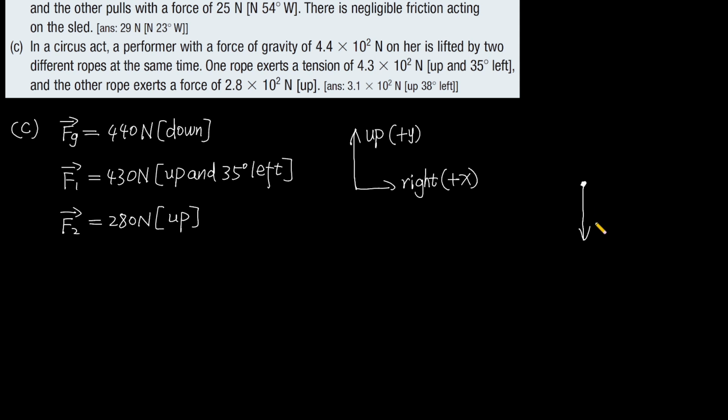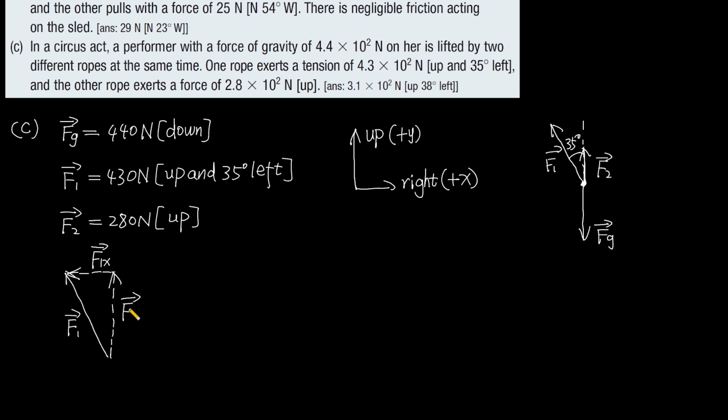And this is the force of gravity. Now this is force 1. And this angle is 35 degrees. And this is force 2. The direction of force 2 is up. Then I just analyze force 1. So this is force 1. This is just force 1's horizontal component, F1x, and this is force 1's vertical component, F1y, and this angle is 35 degrees, and this angle is a right angle.